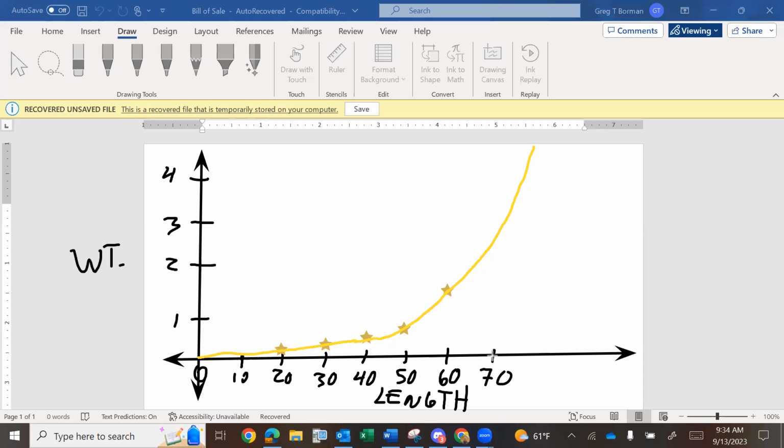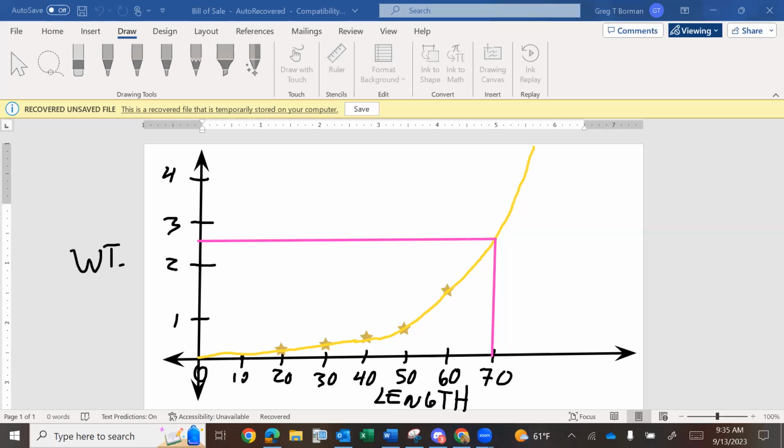So at 70 centimeters, what's going on? According to my very imperfect graph, at 70 centimeters, we're going to be at about 2.5 kilograms. So that would be my answer for that part. At 70 centimeters, we're at about 2.5 kilograms.